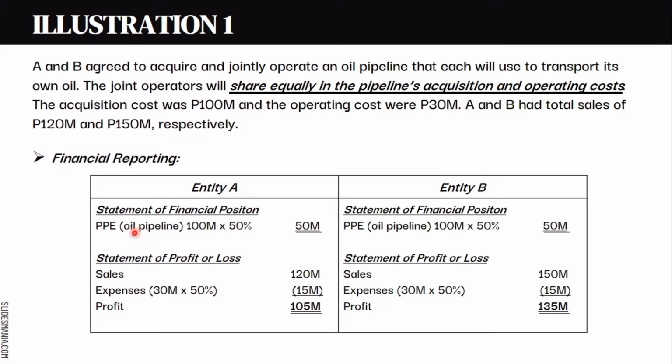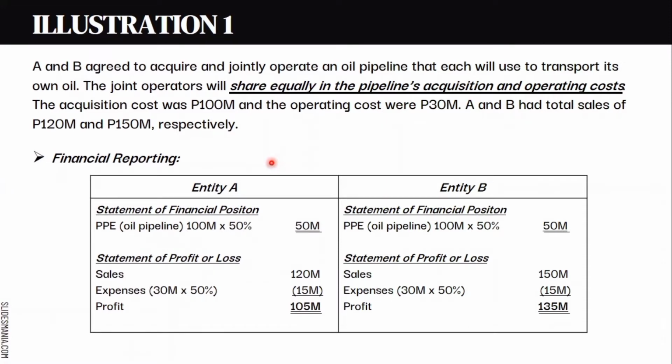So, PPE account, acquisition cost ng 100 million ng pipeline, multiply natin yan sa 50% because share equally. So, both parties po is meron silang 50 million sa kanilang PPE account under Statement of Financial Position.